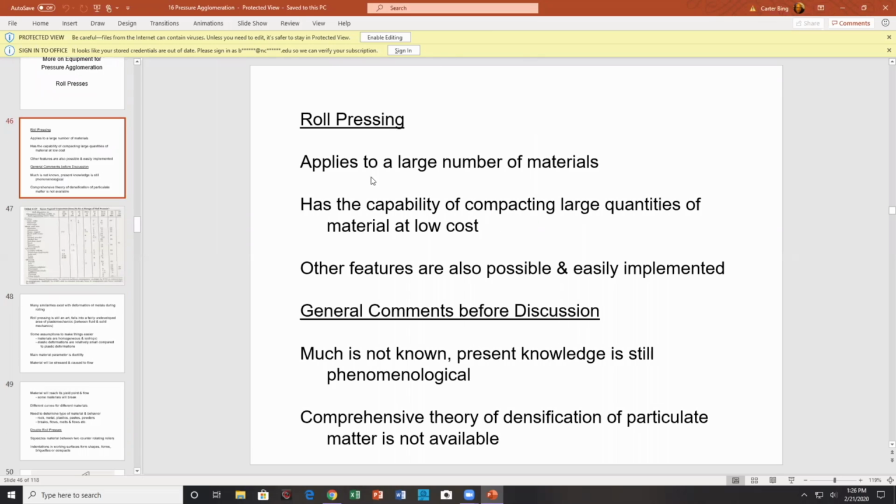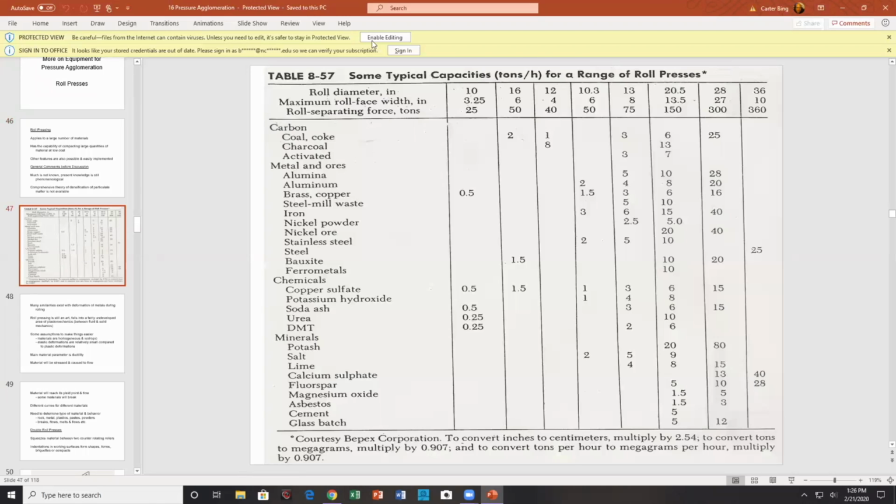Roll presses apply to a wide range of materials and have the capability of compacting large quantities of material at low cost. Other features are possible and easily implemented. General comments: much is not known, and present knowledge is still phenomenological. A comprehensive theory of densification of particulate matter is not available. So let's see what we've got here.